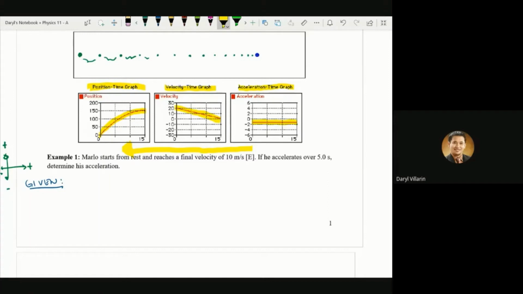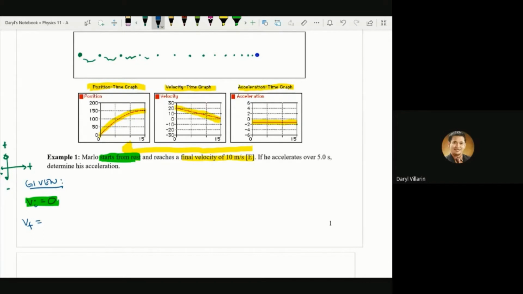In a word problem, they will not explicitly say that the initial velocity is 0, but they will say it starts from rest. So if it starts from rest, it tells you that the initial velocity is 0. That particular phrase will give you the initial velocity. And it's quite clear here that the final velocity is 10 meters per second east.